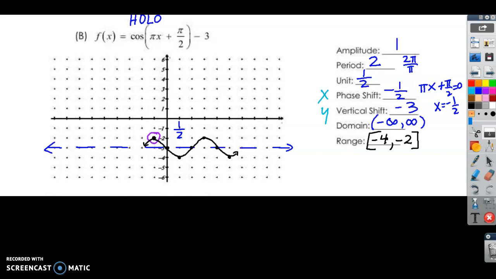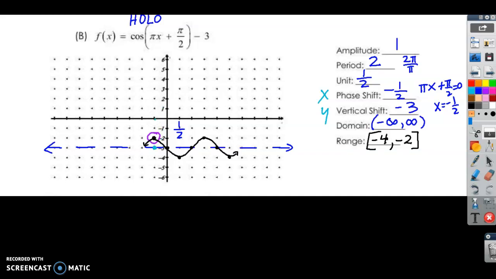Now, the point that I've circled here is not the 0, 0, it's the starting point on the graph. Let me show you, if you were to shift -1/2, because we're counting by halves, right? -1/2 and go down 3. There's your 0, 0 in this light blue color.